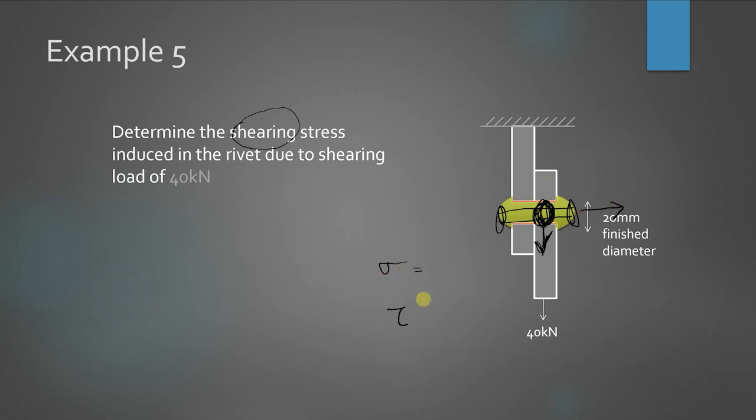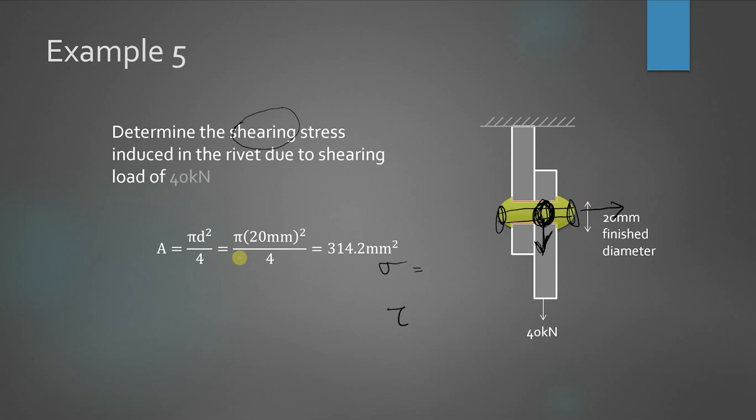But if it is parallel, it is shear stress. For shear stress, P must be parallel to the area we want to calculate. So we calculate the area first, since it asks for the stress induced in the rivet. So it asks for the rivet's area, meaning the area of the circle. This is 20 mm diameter, therefore pi d square over 4, or you can also use pi r square. No problem.